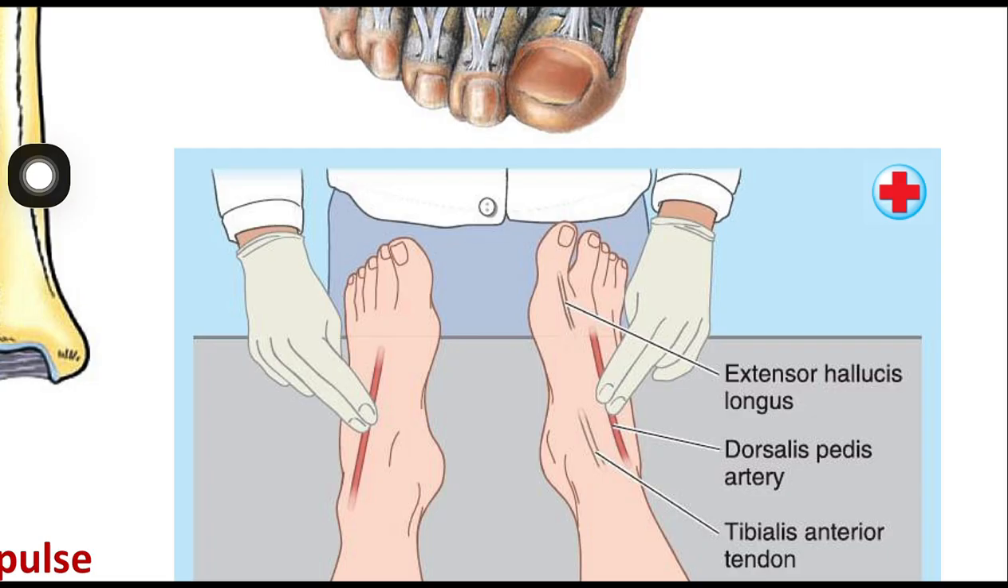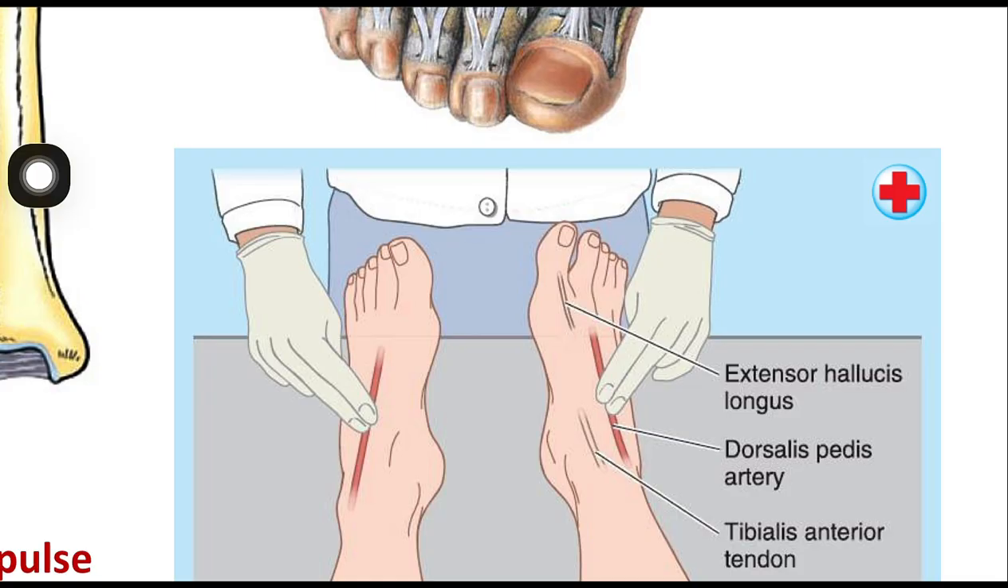So if you want to, you can ask the patient to forcefully dorsiflex the big toe. You do it now. Yeah, dorsiflex the big toe. And then you can feel the tendon. You can feel the tendon of this extensor hallucis longus. And then if you find it, it is actually lateral to the extensor hallucis longus, and you can find the pulse.